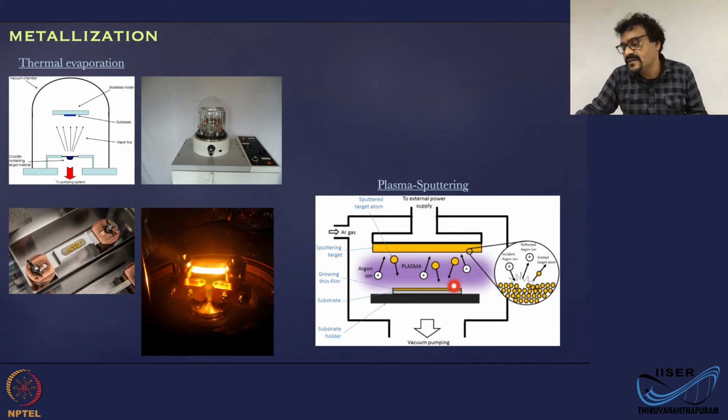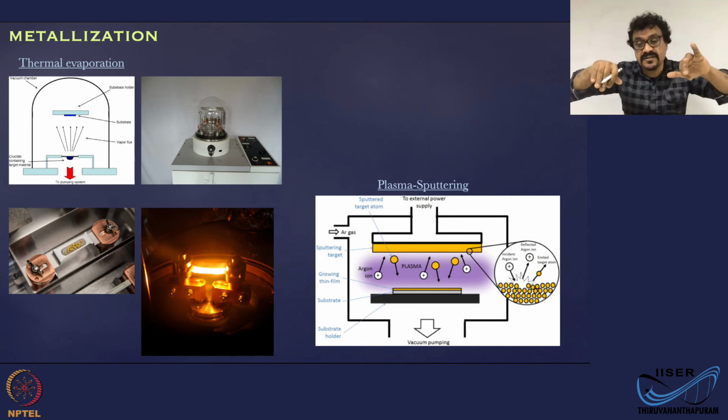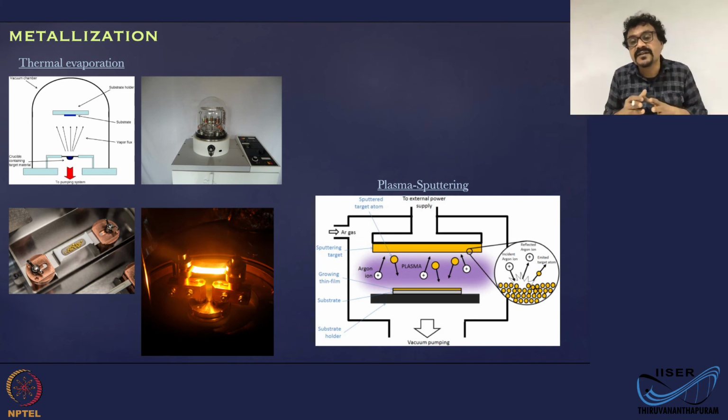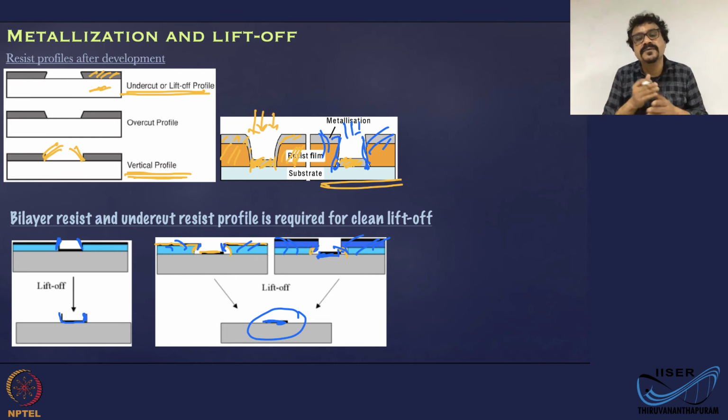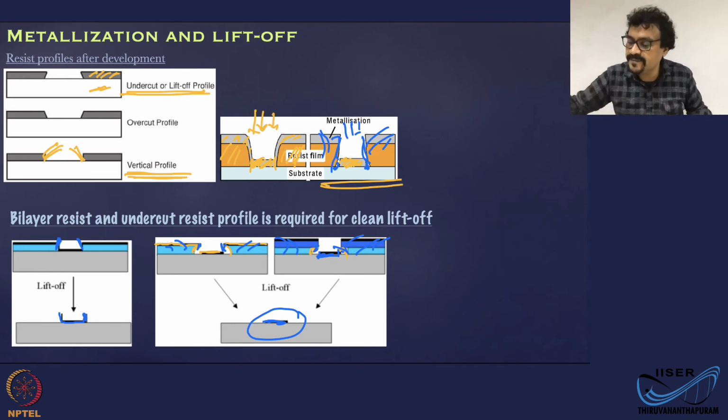So this is an isotropic process. What I'm trying to say is the metal which gets released from this target and deposited on the substrate deposits at all angles. It's a plasma, so it also will coat the sidewalls of the resist. So using plasma sputtering, it's very hard to get a very good lift off profile, because the metal film also will get caught on the sidewalls, as we discussed here. So lifting off is not really easy when you deposit metal using sputtering.